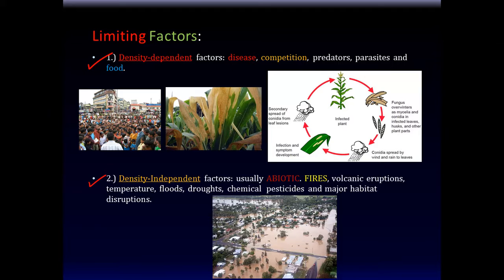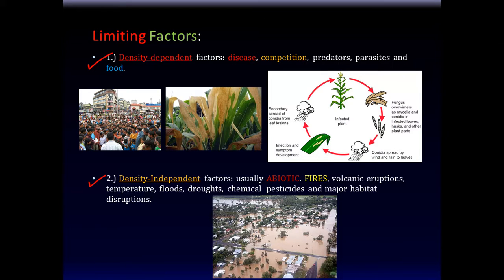Another example of a density dependent factor is competition. The more individuals there are, there's greater competition in the population. Also, predators are density dependent factors. Parasites and food, these are all examples of density dependent factors. Now, this is an example of a plant that's affected by a disease, and this will spread very quickly because its whole field is the same plant.